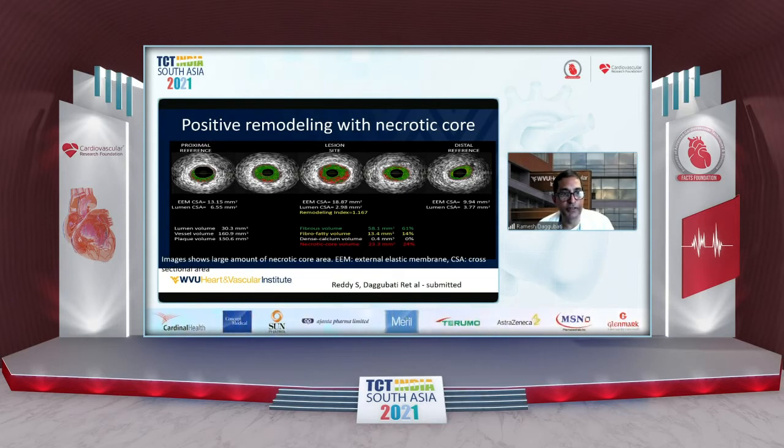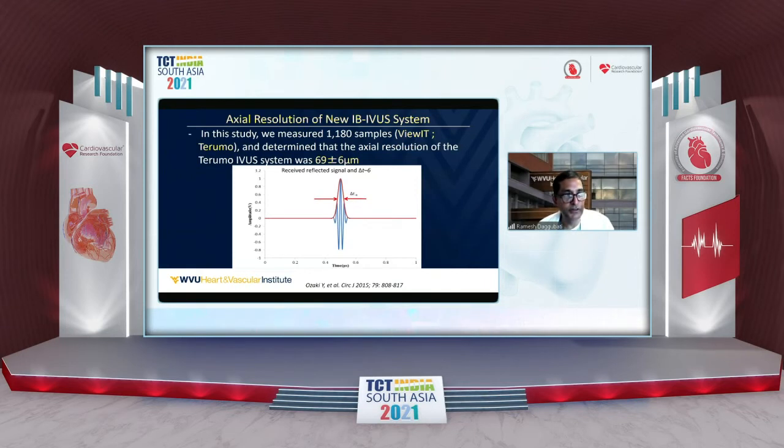Again, Srinivas Reddy and myself looked at these people who had positive remodeling on intravascular ultrasound, which is associated with a much higher incidence of necrotic core, in about 24% of the patients. So you can see that this is another feature you can detect on IVUS, and it matters in acute coronary syndrome.